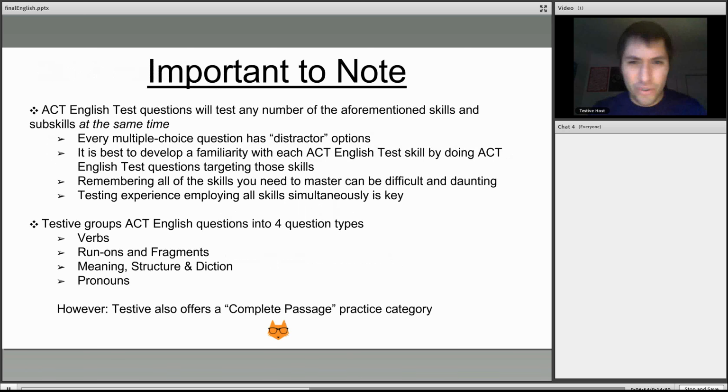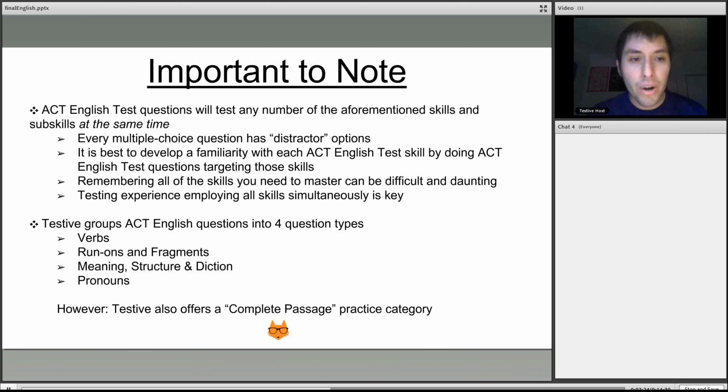So it's important to note really quick here after going through that the ACT English test questions are going to test any number of the aforementioned skills and subskills at the same time. So every multiple choice question is likely to have distractor options that might actually be leading you to think that you should use a skill that may not be the one that the question requires you to use to get the right answer. And it's best to develop a familiarity with each ACT English test skill then by doing ACT English test questions targeting those skills.